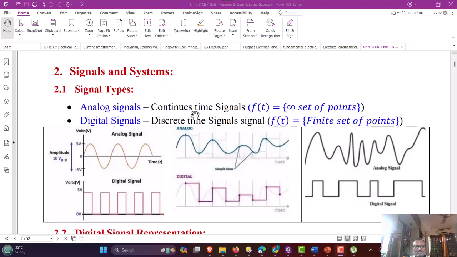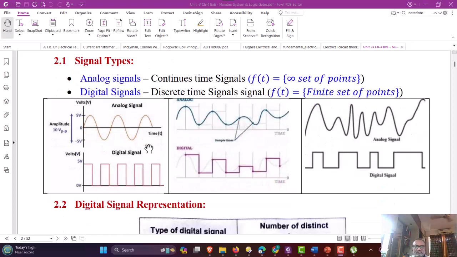The analog signals, also called continuous time signals, are functions of t. Like if it is a voltage, it is a function of t, and it will be represented by an infinite set of points. Means they plot a continuous trace of line. They can be repetitive or non-repetitive. The digital signals are also called discrete time signals, and they are represented by only a finite set of points. Means they are defined at particular times only.